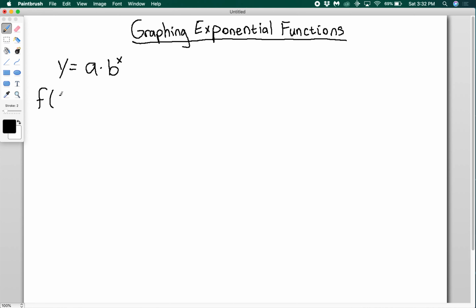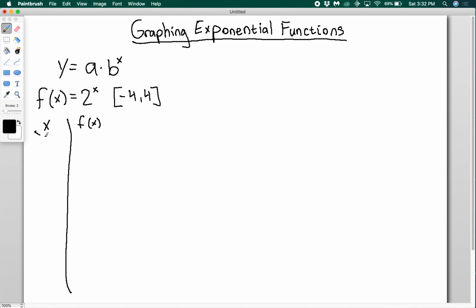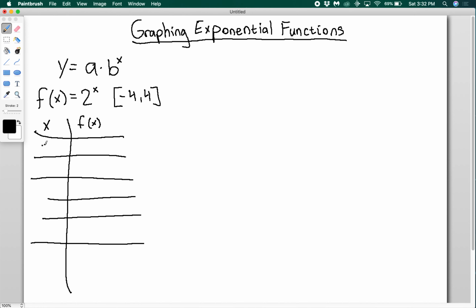Let's say that I want to graph f of x equals 2 to the x. Pretty straightforward exponential function. And I want to do it between -4 and 4. The first thing you should do when graphing exponential functions is make a table. So I'm going to have a table of x's and a table of my f of x's, my functions. I'm going to use y too. It doesn't really matter. And try to draw straight lines. Okay, so I have -4, -3, -2, -1, 0, 1, 2, 3, 4.